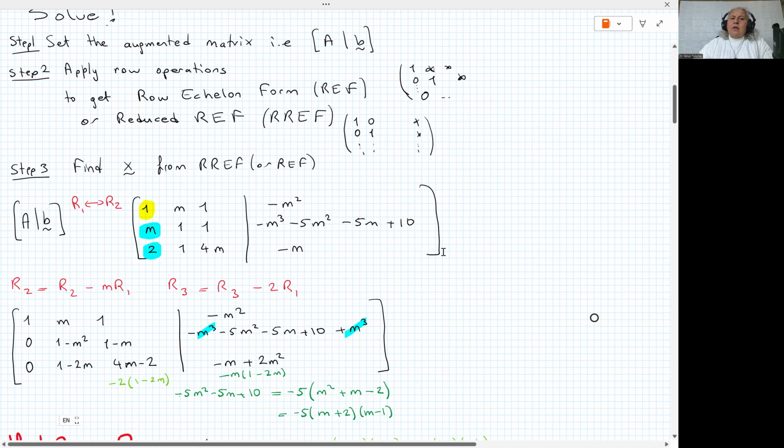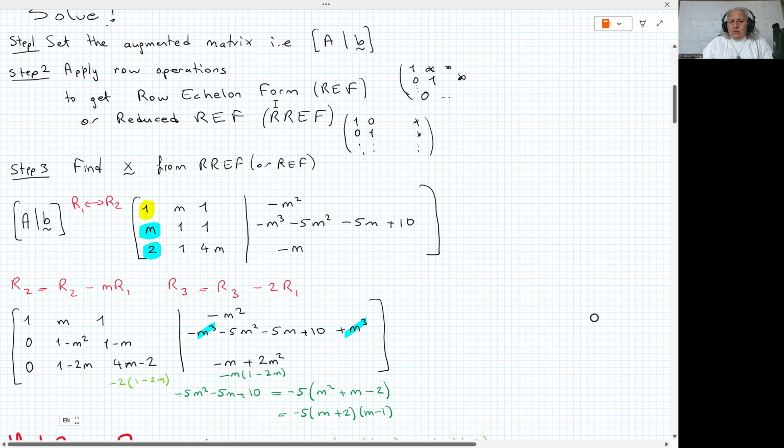Now then we apply row operations to get the row echelon form or reduced row echelon form, which means that you have zeros underneath. You have 1, 1, 1 on some kind of a diagonal. You might have 0 here, you might have 1 here. It may shift depending on the situation, but somehow you have a 1, 1, 1 and zeros down below and something above. That's the structure for the reduced echelon form.